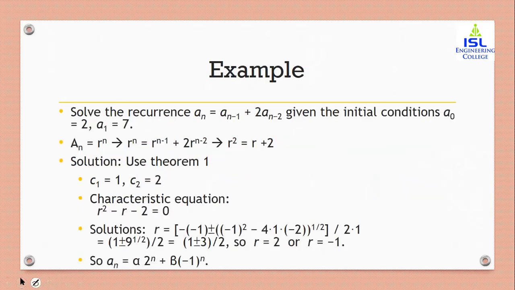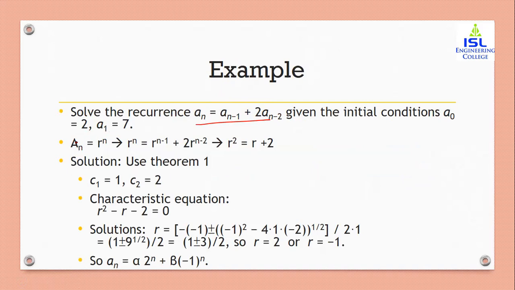Now based on this, let's look at the example that I've already solved, where it is a bit clearer. The recurrence relation is given as follows: an is equal to an minus 1 plus 2 an minus 2. And these are the initial conditions: a0 is equal to 2 and a1 is equal to 7.